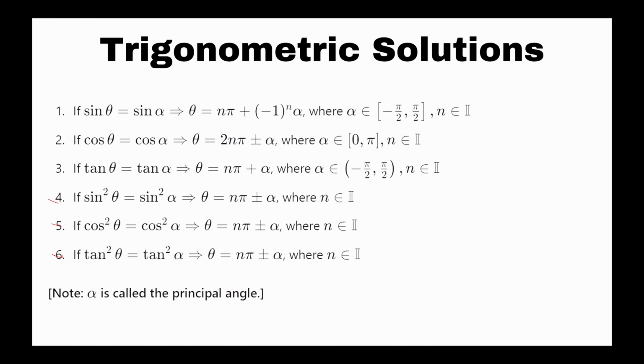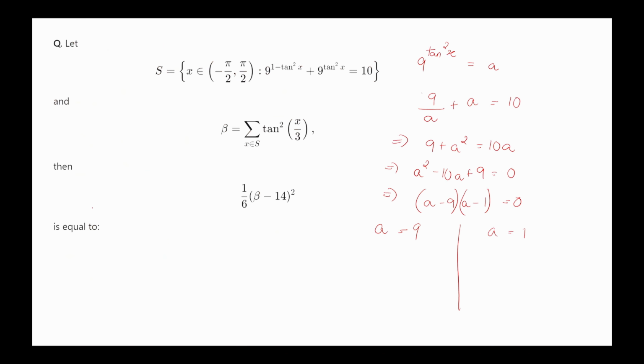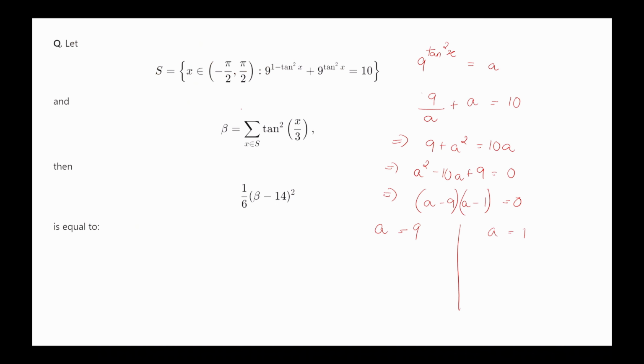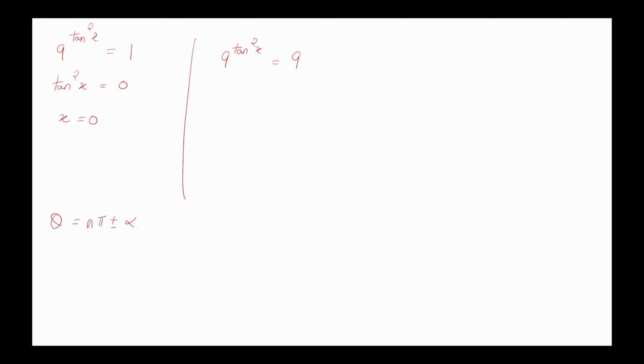If you look at the general solution as well for tan square x, it is theta is equal to n pi plus minus alpha. Now what is the range given to us in the question? It is minus pi by 2 to pi by 2. That means if I put the value of n as 0, alpha is 0, it would satisfy the condition. If I put n as 1, it wouldn't satisfy the condition because it would become pi or minus pi, which is basically lying outside my domain. So x is equal to 0 is the only solution for this one.